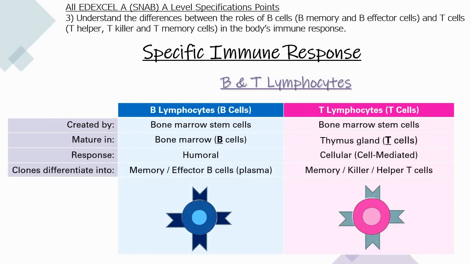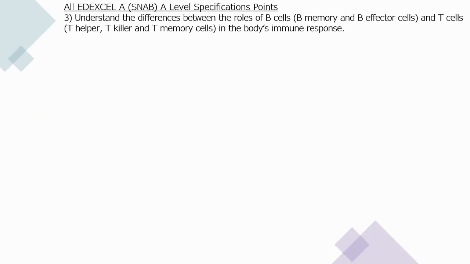However, B cells mature in the bone marrow, hence they're called B cells, and T lymphocytes mature in the thymus gland, hence they're called T cells. So B lymphocytes are generally involved in the humoral response, and T lymphocytes are generally involved in the cellular or the cell-mediated response. So B lymphocyte clones can differentiate into memory, effector, and plasma B cells, and T cell clones can differentiate into memory, killer, and helper T cells. So before T cells can perform their role in the specific immune response, they need to be activated.